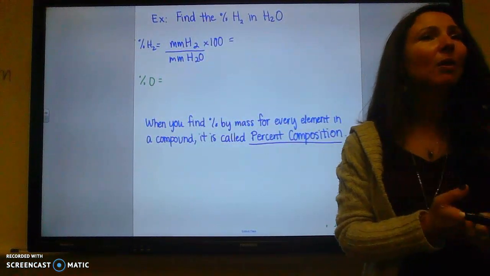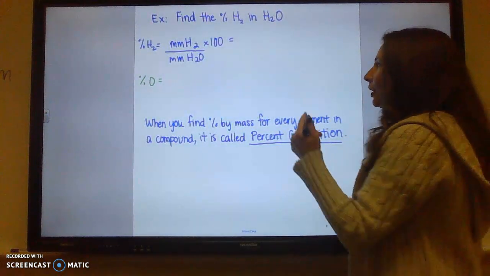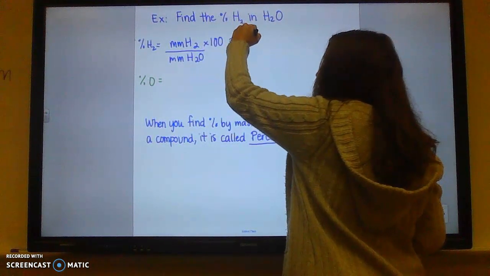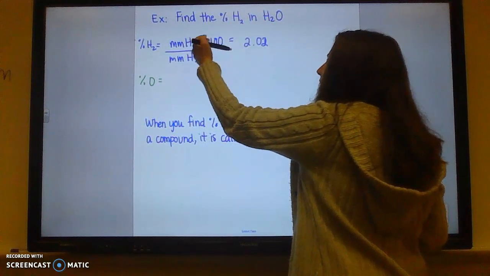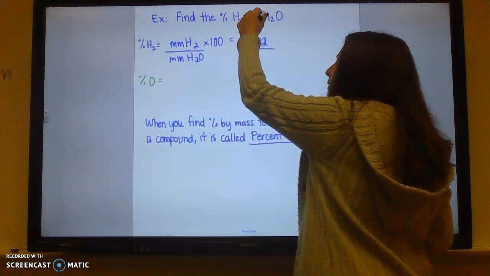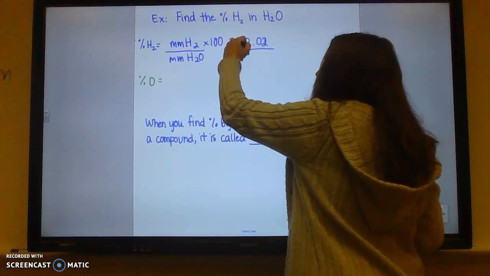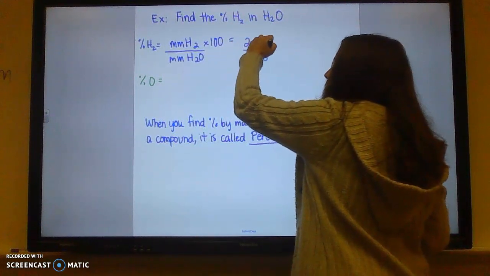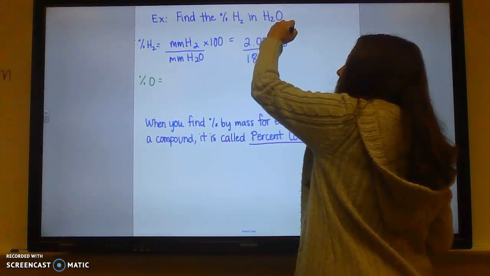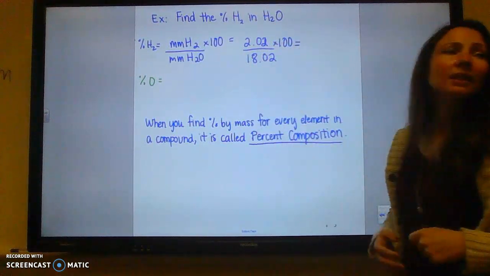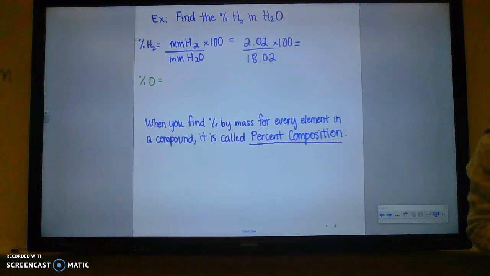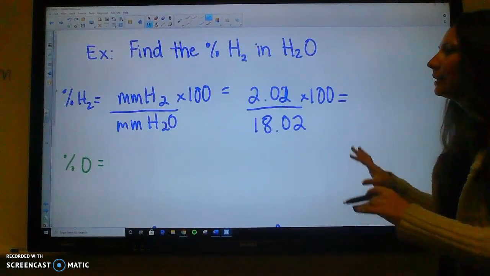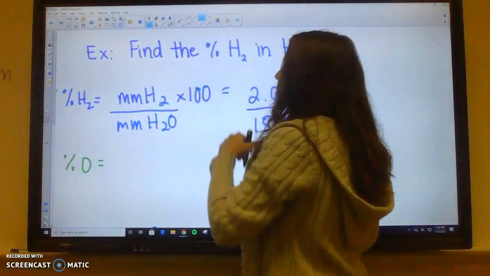We need to plug in the molar masses then. So for hydrogen, there's 2 of those, so it's going to be 2.02, which is on the periodic table, 2 times 1.01. And then the molar mass of water would be 18.02 times 100. So can someone solve this for us so we can get an answer, please?